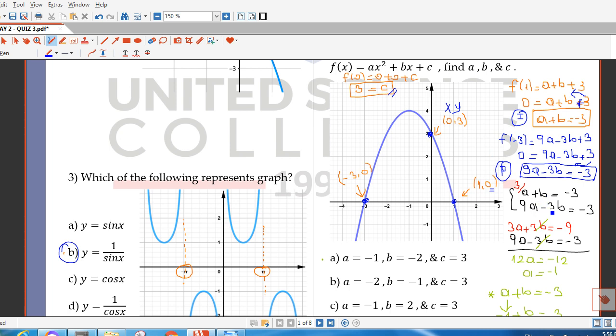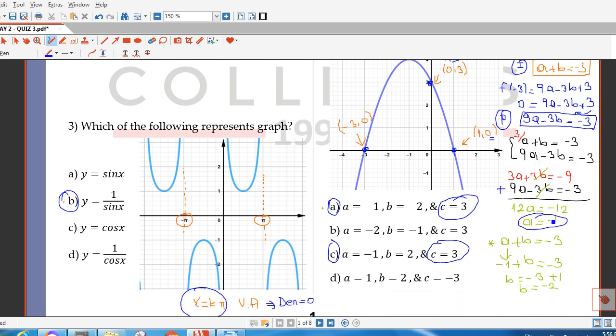There will be a system. If I try to eliminate b, multiply the first equation by 3, 3a plus 3b is equal to negative 9, and 9a minus 3b equals negative 3, since we didn't do any operation. If we add side by side, 12a, the sum of b will be 0, the sum of numbers is minus 12, so a is minus 1. But there are two choices in both, a is minus 1 and c is 3, so I have to find b.